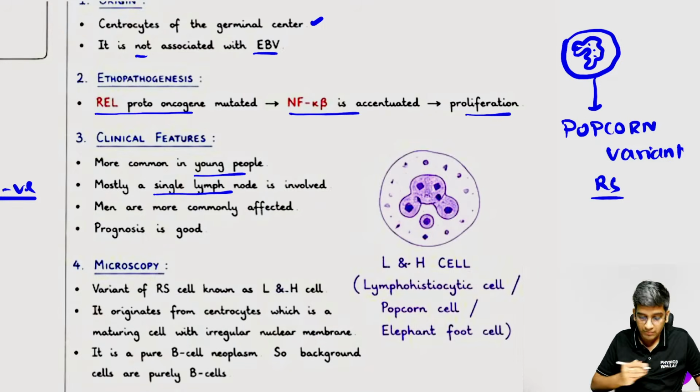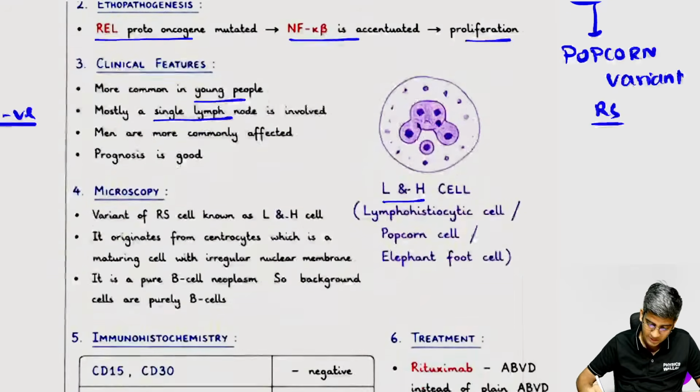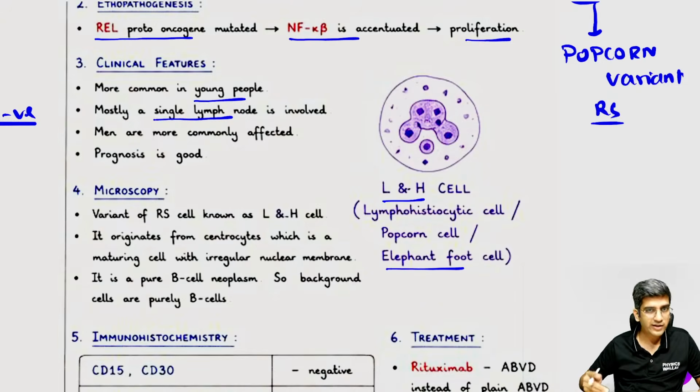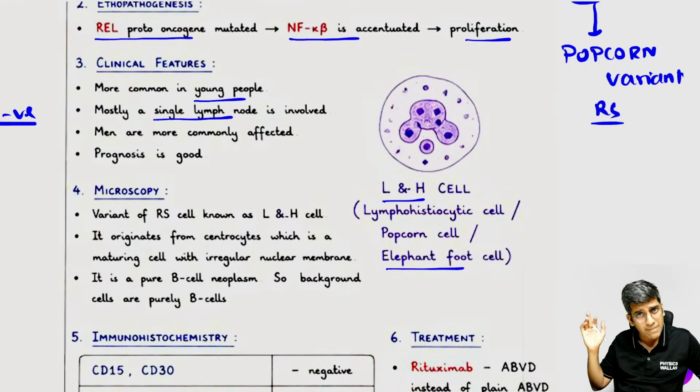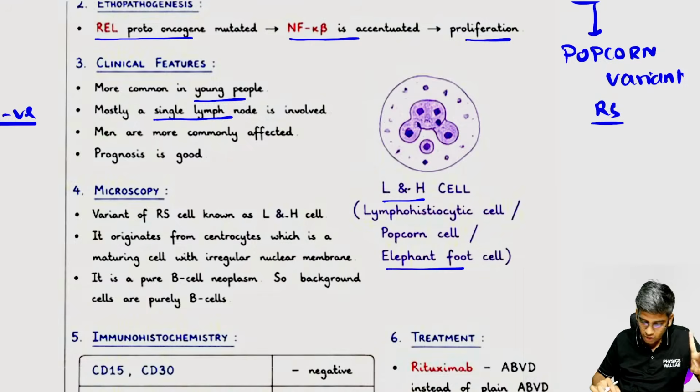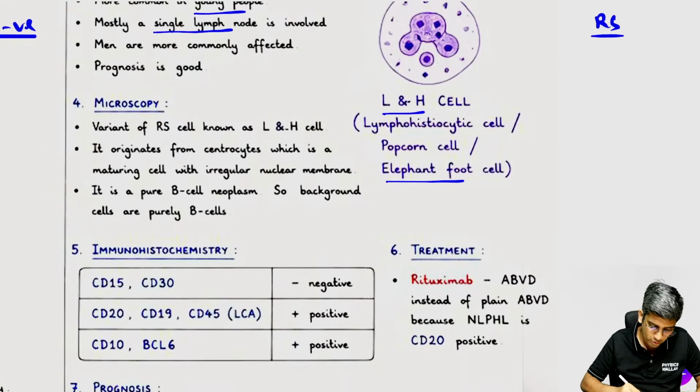We also call them lymphohistiocytic variant, L&H variant. We also call them elephant foot variant. It's an imagination. Whoever imagines it to be something, they gave the name for it. That's all. But popcorn variant of RS cell is diagnostic of NLPHL. Background, I'll have cells. If you've not noticed till now, I want you to notice and never miss this. The background of these cells will be purely B cells.